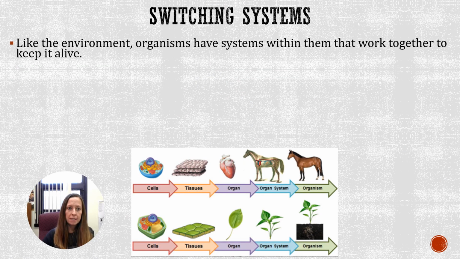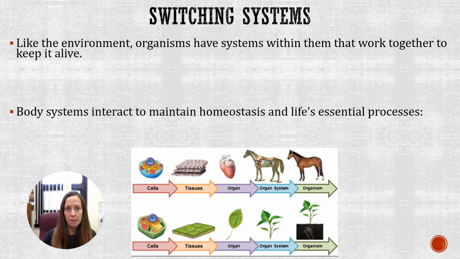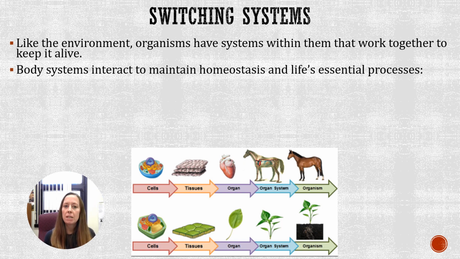So with switching systems, like environments, we need to remember that organisms have systems within their body that work together to keep them alive. Body systems interact or work together to maintain homeostasis. Homeostasis is keeping the body in balance. It's keeping us at a constant body temperature or keeping the amount of water in our body even. And our systems interact to maintain homeostasis and to maintain life's essential processes.